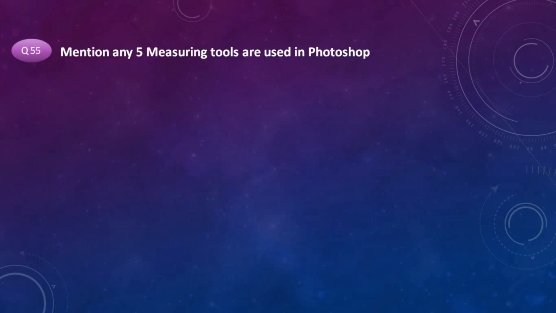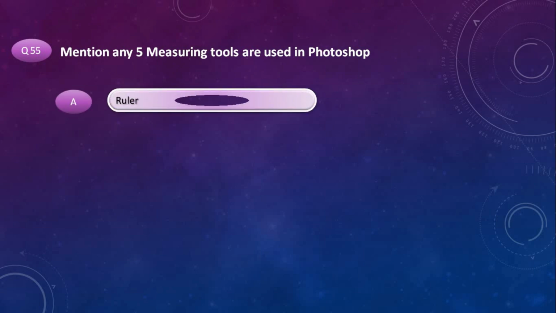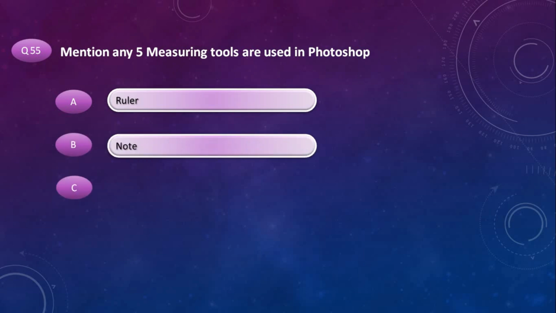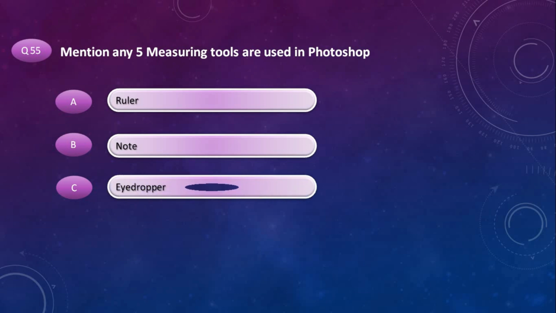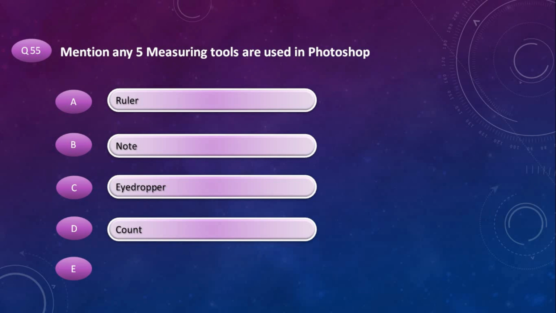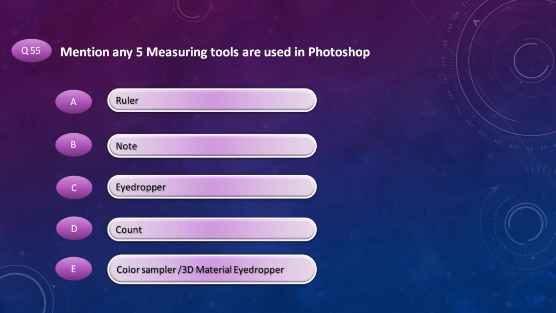Next one, mention any 5 measuring tools that are used in Photoshop. So we have ruler, note, eyedropper, count, and color sampler, 3D material tool. So all these come under measuring tools.